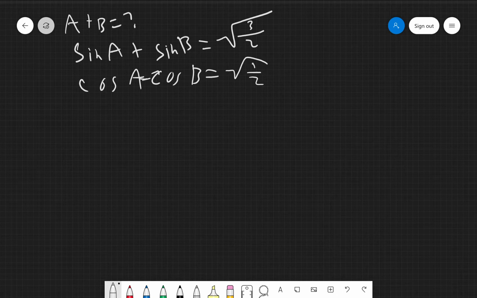But I noticed right away that they're both square roots, and I don't really like them, but that's something I should have noticed when I was doing this problem. When I was doing this problem, I forgot about the square roots. I was just looking at the sine of A and sine of B and cosine of A minus cosine of B.